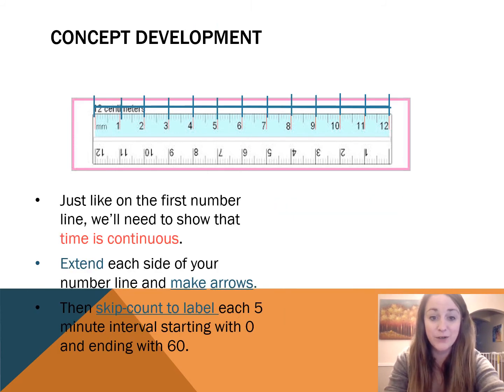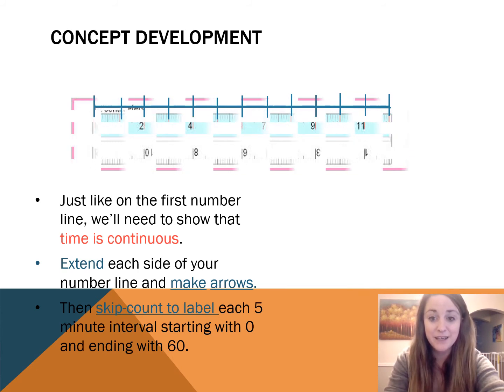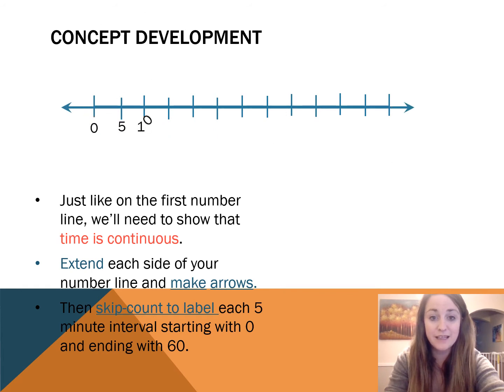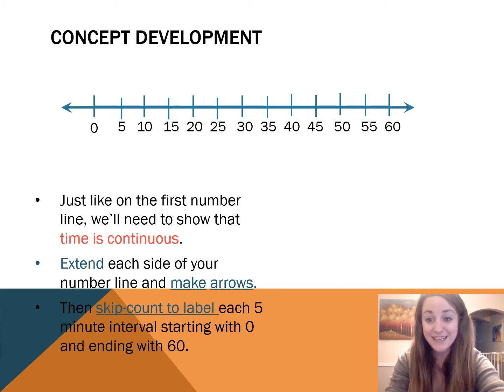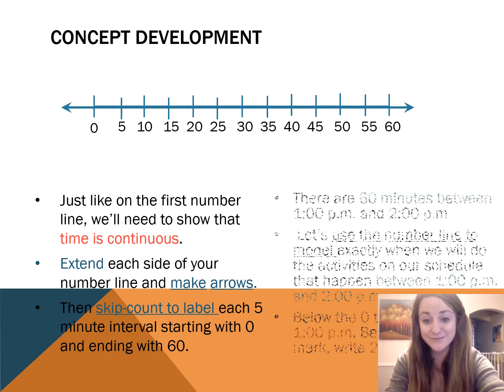Just like on the first number line, we need to show that time is continuous. Let's extend each side of your number line and make arrows. Then skip count to label each 5-minute interval, starting with 0 and ending at 60. Again, this takes a lot of work. Pause the video if you need some writing time.